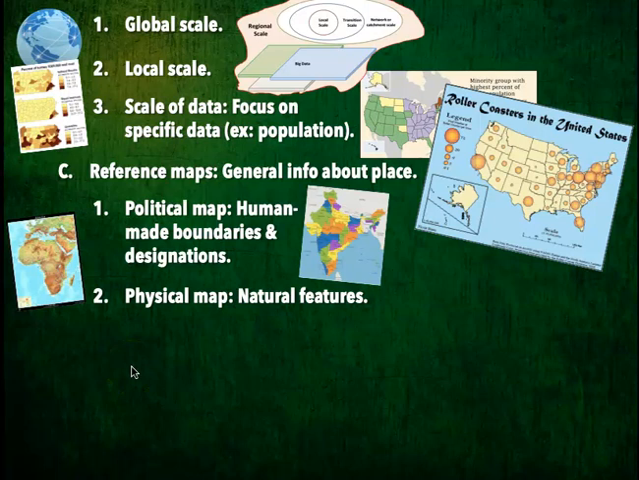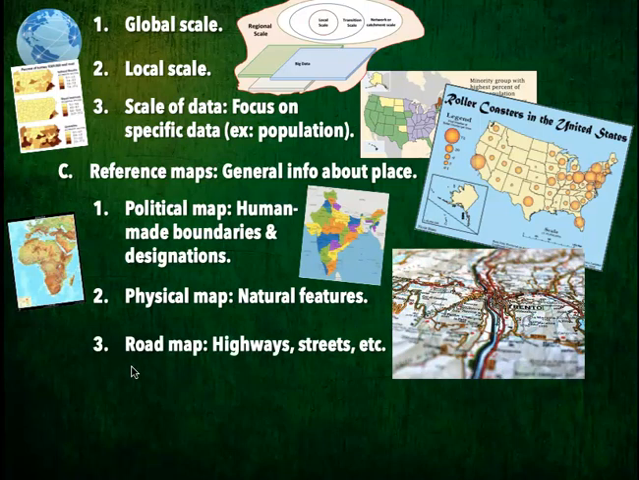It's showing all the natural landscape, and so you're getting the deserts, the mountains, the rivers, the lakes, the little seas, and then the ocean out there, and all that sort of thing. All that represented on a physical map. A road map, there you go.